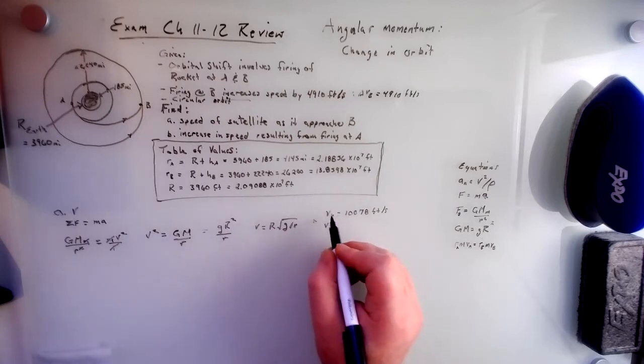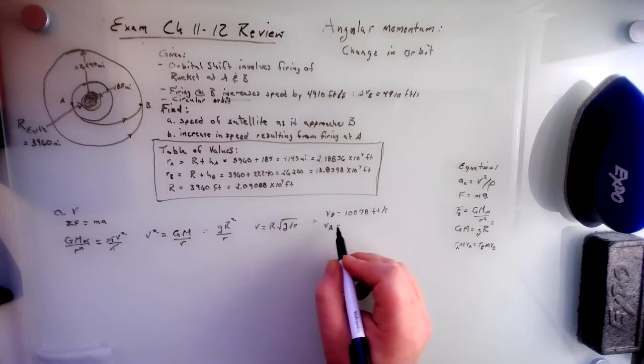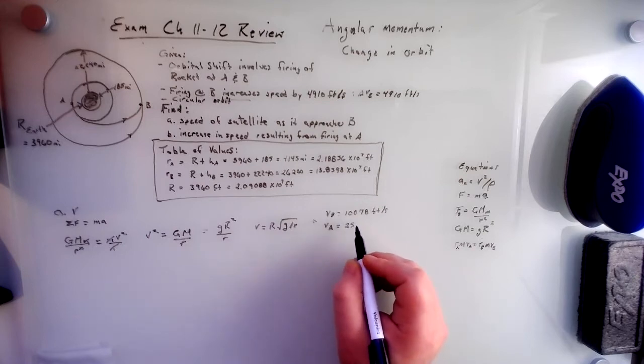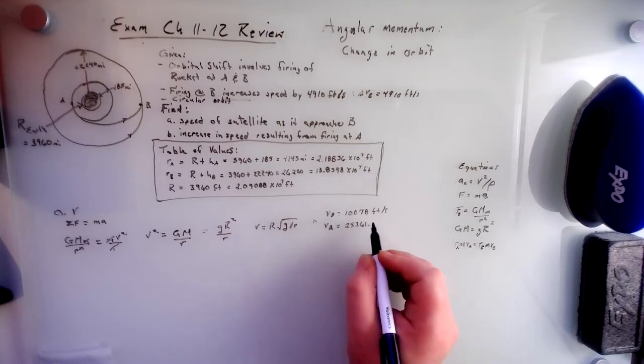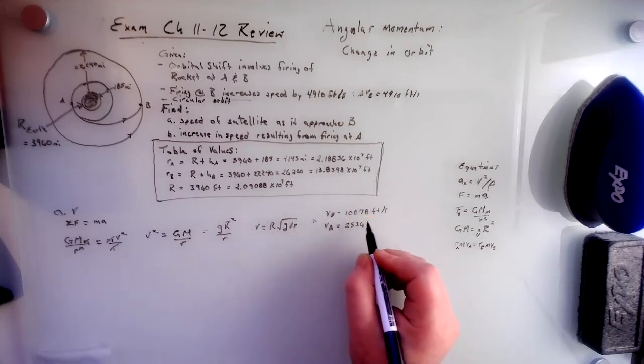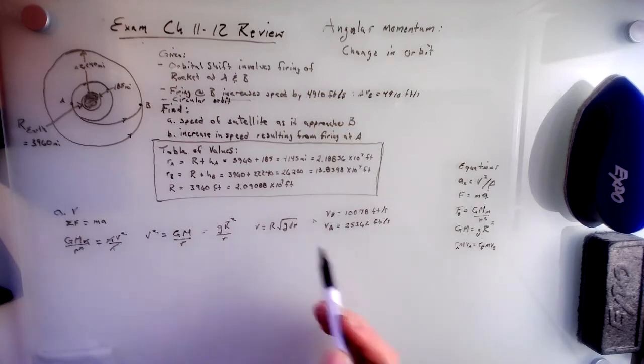VB, was that VA? It has to be faster. So 25,361.7, let's just go 362 feet per second. Okay, so these are the orbital speeds, right?